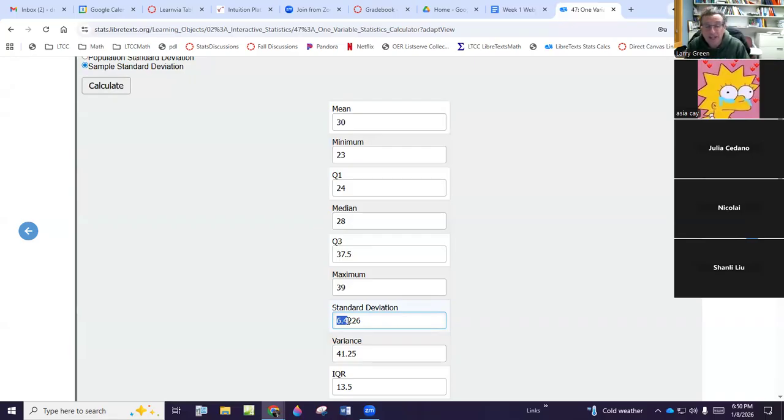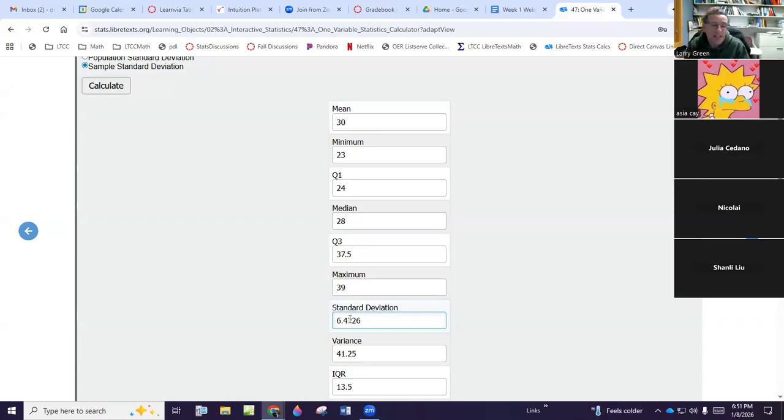If the standard deviation is big, that means the ages are all over the place, possibly. If the standard deviation is really small, that means the ages are all right close to each other. Here, 6 years, not tiny, not big. Any questions on that?